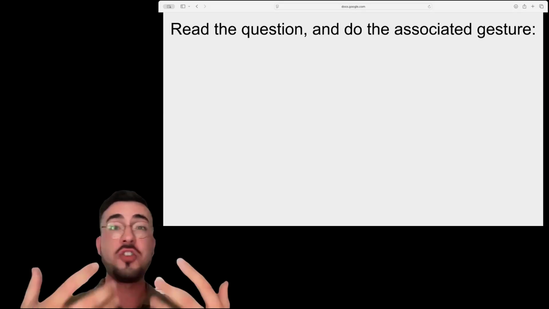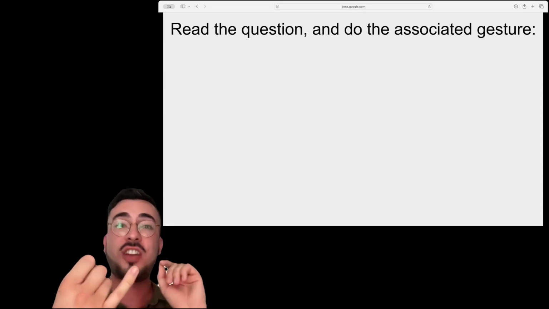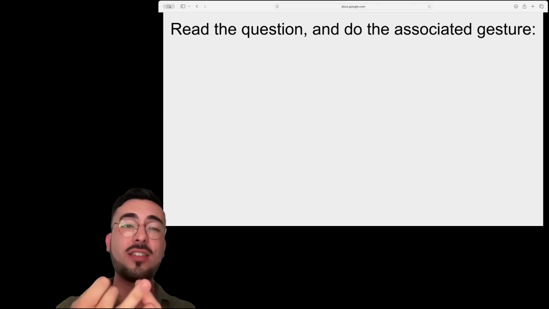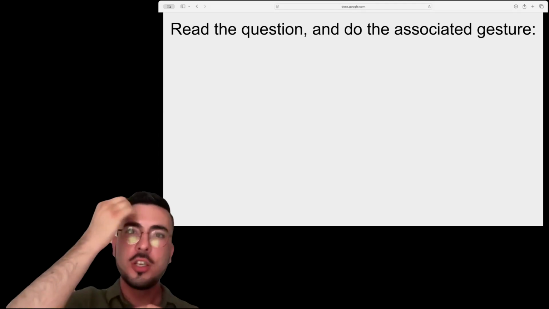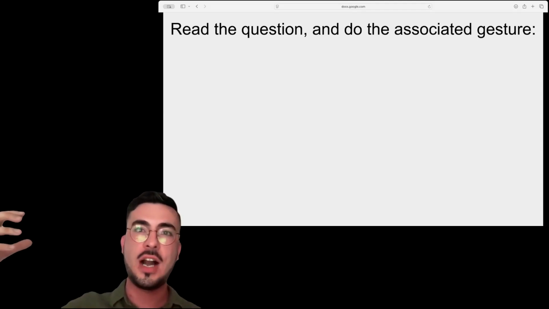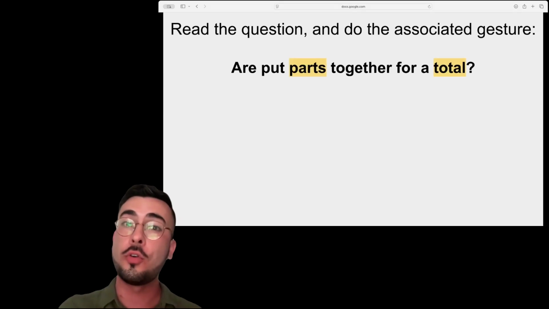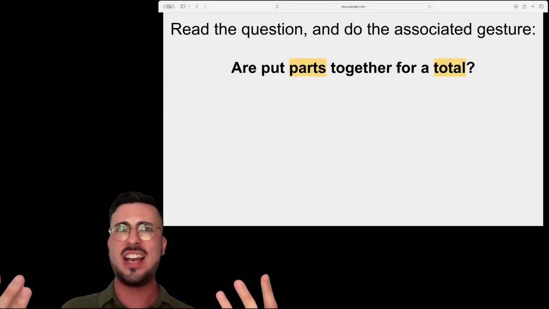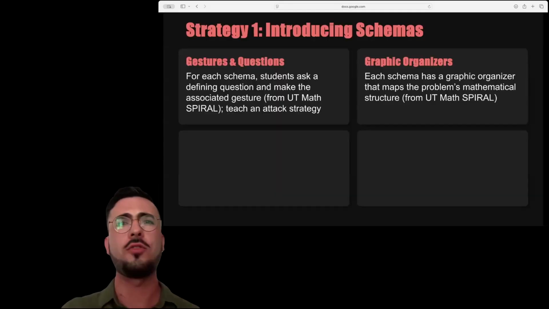Especially for my kids who are newer to English, I just want them to understand how to say the words, how to say the question, how to do the gesture, so we can take that off their cognitive plate, reduce that cognitive load, and then we can get into, okay, what does it actually mean when we say our parts put together for a total?